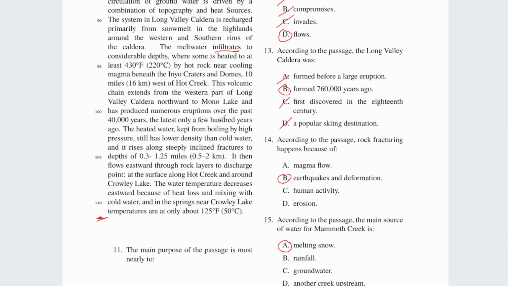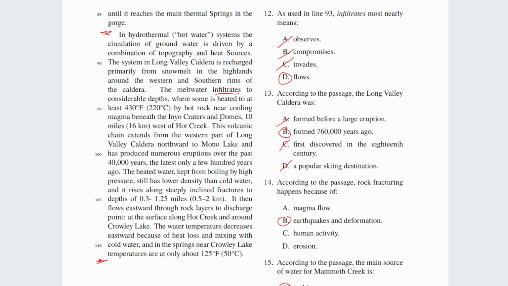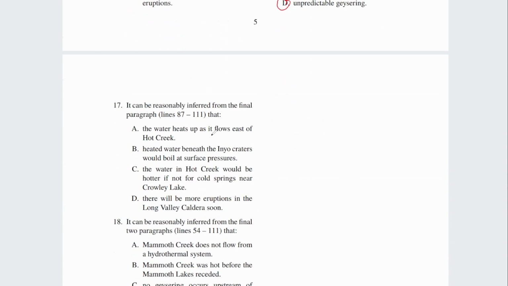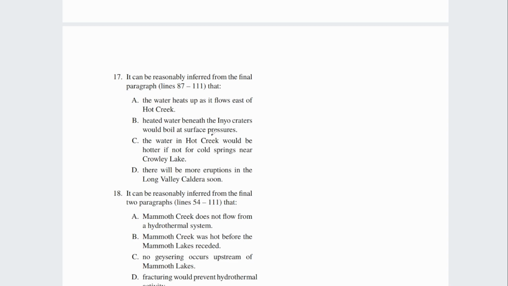Well, this seems right, you know? And this is, again, asking us to draw some amount of inference. But here we see the meltwater infiltrates to considerable depths and is heated to 430 Fahrenheit or 220 Celsius near the cooling magma beneath the Inyo craters and domes. Notice also that it's west of Hot Creek, right? So one of our answer choices was as it flows east of Hot Creek. Well, we're going west, which is where it heats up.